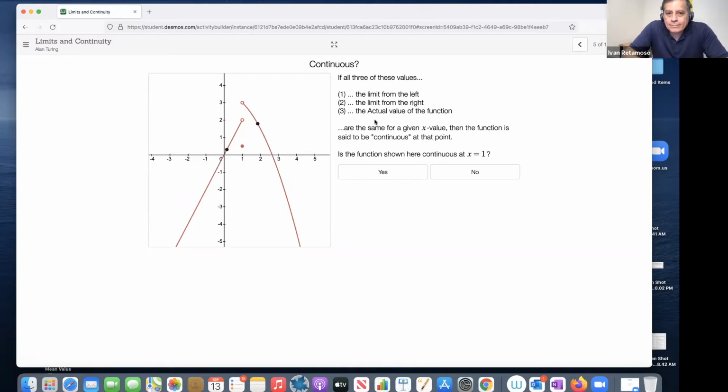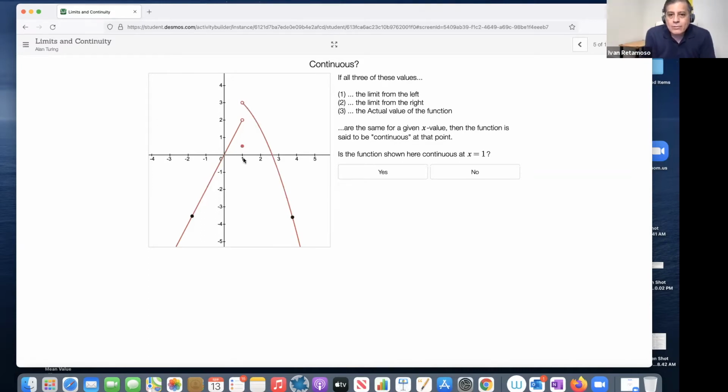The limit from the left, the limit from the right, and the actual value of the function are the same for a given x value, then the function is said to be continuous at that point, right? If these three coincide, the limit from the left, the limit from the right, and the evaluation, it means that they will click, these two pieces will click at this solid circle, and then the function will be continuous, right? All in one piece, connected.